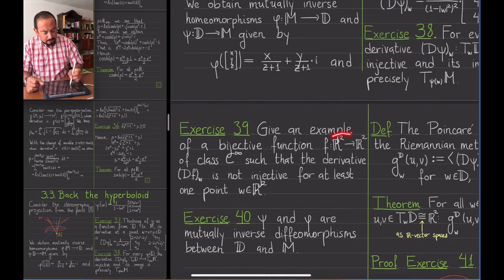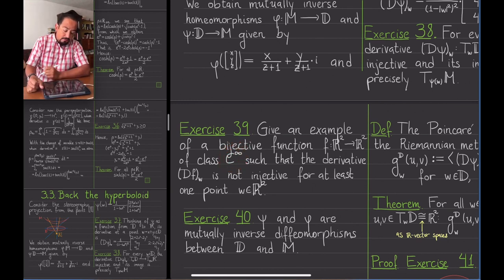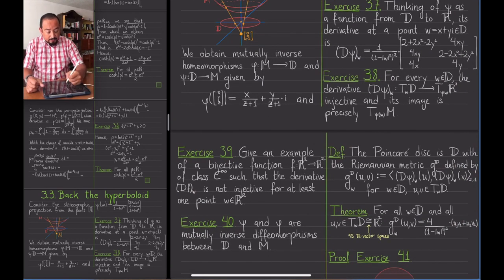Let's say bijective of class C infinity, so infinitely differentiable, but with the property that the derivative is not always injective, so that at least at some point it is not injective. Which means this one being bijective of class C infinity doesn't imply that the derivative is injective everywhere. Right?